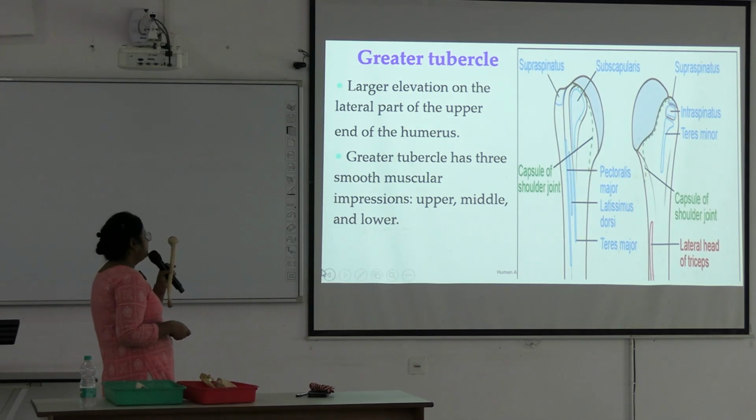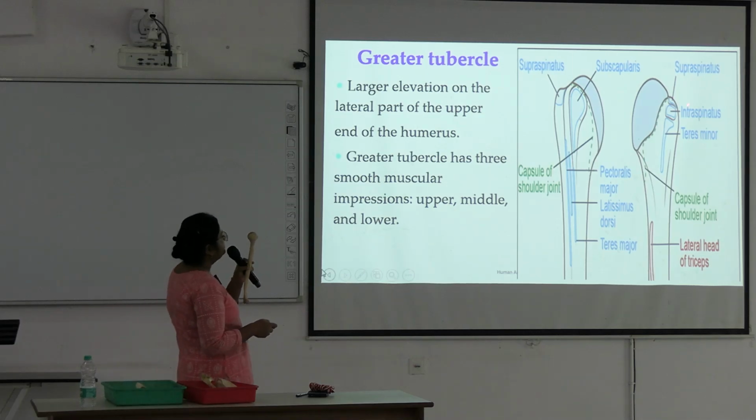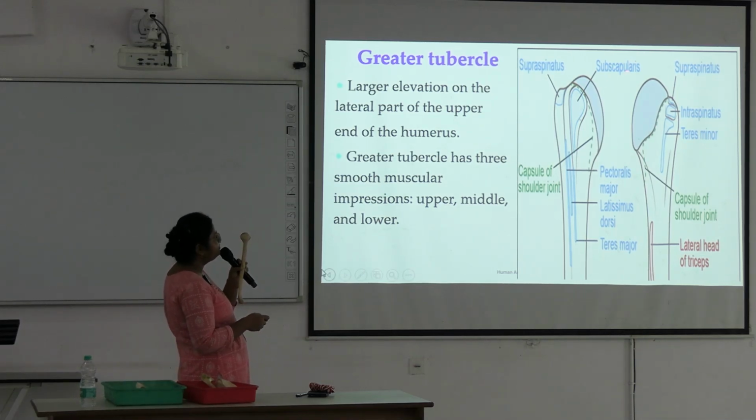Upper, middle and lower. Okay, here you can see this is greater tubercle, lesser tubercle, insertion of subscapularis. Here over the greater tubercle, supraspinatus, infraspinatus, teres minor.